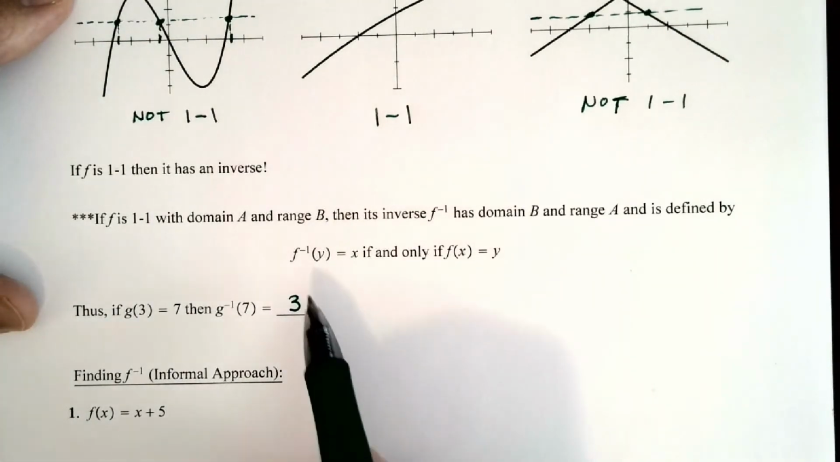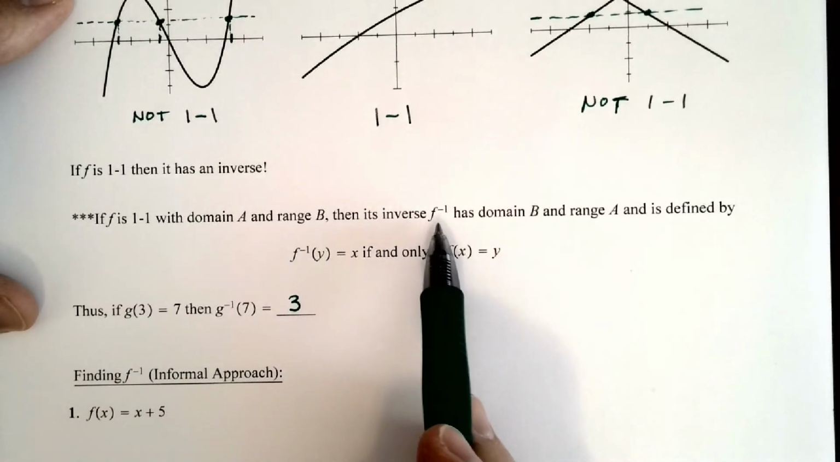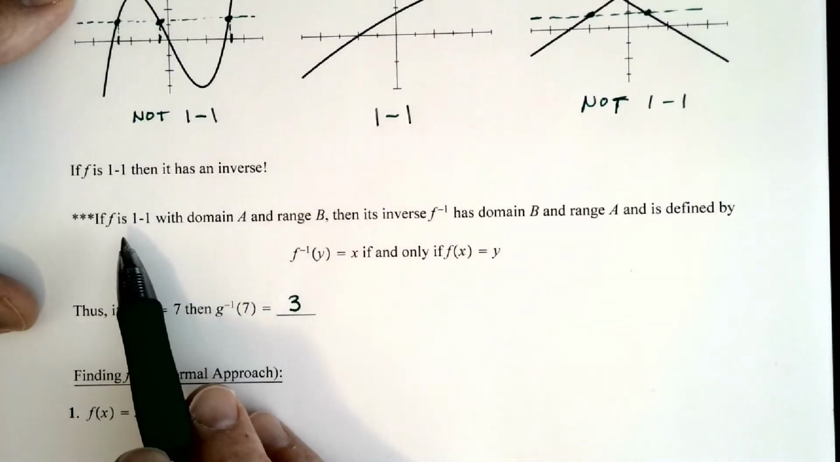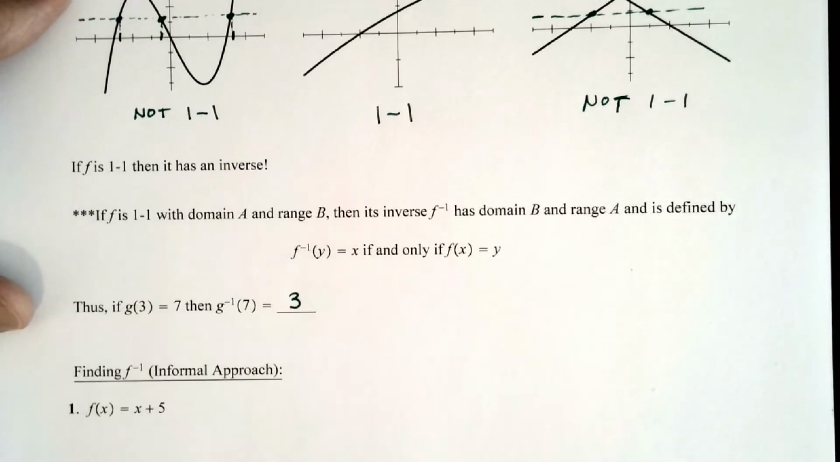By the way, if f has an inverse, right, and f is 1-to-1, then the function f inverse also is 1-to-1, and it has an inverse, namely the function f. They come in pairs, they come together. And we're going to see this now.